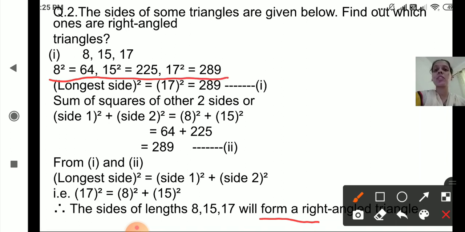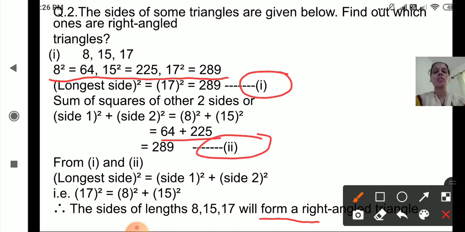Then what is the first statement? Longest side square, correct? So what is the longest side here? The longest side is 17. So 17 square is equal to 289. So this is the first statement. Now what is the second statement? Side 1 square plus side 2 square is equal to 8 square plus 15 square. 8 square is 64 and 15 square is 225. So 64 plus 225 is 289. So this is the second statement.